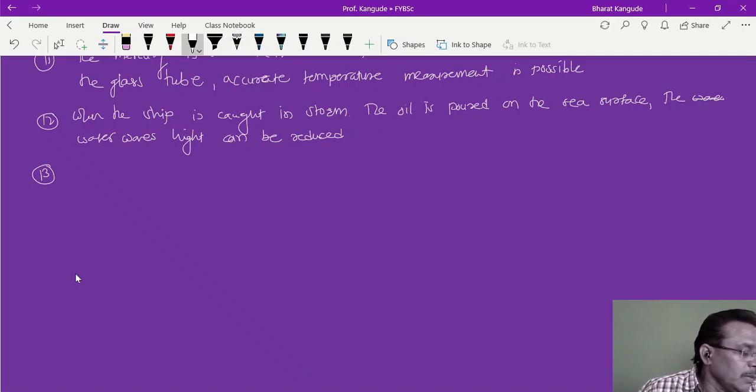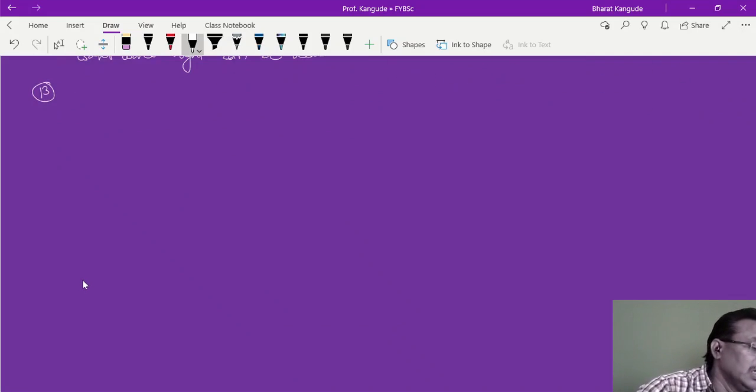13, there is one important application that is called capillarity. So that we will see in the next lecture. We will go for certain problems. I'll just mention the important ones. Remaining, I'll go for this, raindrops.